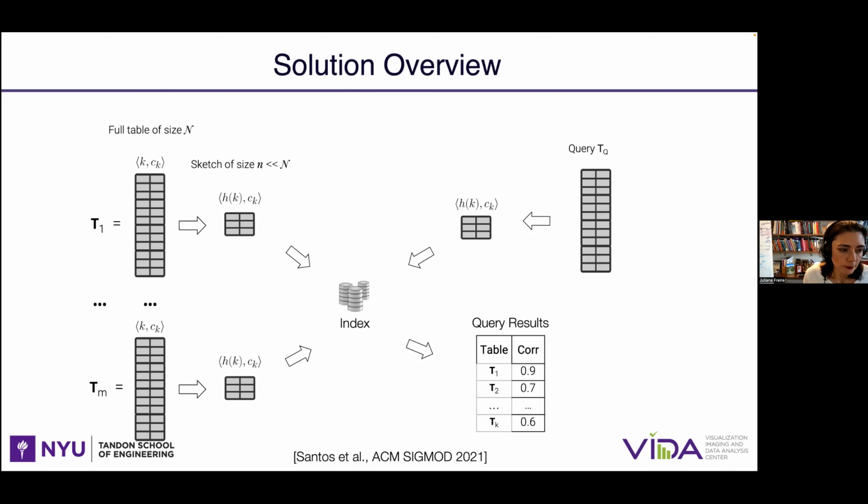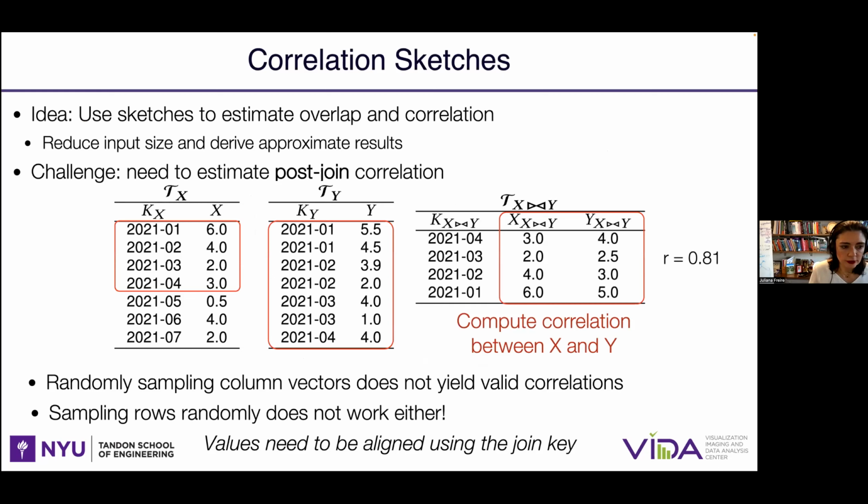All right. So the basic idea here is to use these sketches to estimate overlap and correlation. And as I said, the challenge is you have to estimate the post-join correlation without computing the join. What is difficult is that if you randomly sample the column vectors, you're not going to get good correlation estimates. Similarly, if you just sample rows randomly, it's not going to work, because the values need to be aligned using the join key so that we can produce good correlation estimates.